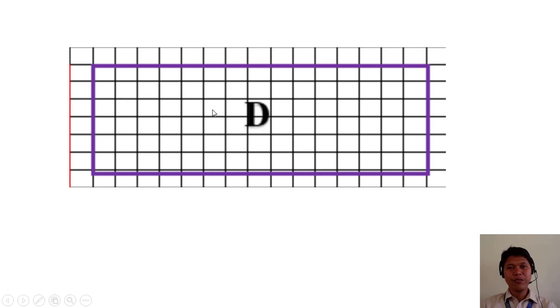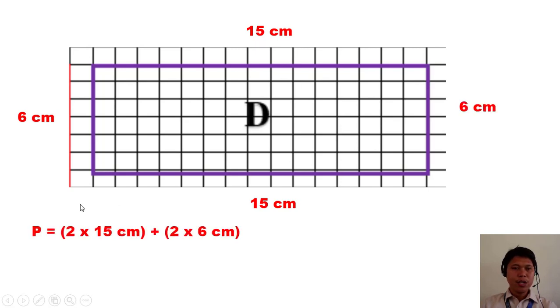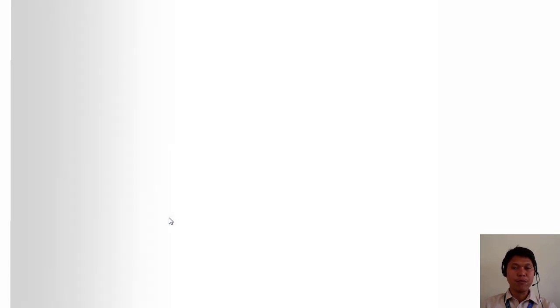Let's proceed to figure letter D. We have 1, 2, 3, up to 15, and this is 1, 2, 3, 4, 5, 6. This is 15, and this is also 6. The perimeter is, as you can see, there are two 15s, so we multiply them, and there are two 6s also, so we multiply them. 2 times 15 is actually 30, and 2 times 6 is 12, and 30 plus 12 is 42 centimeters.